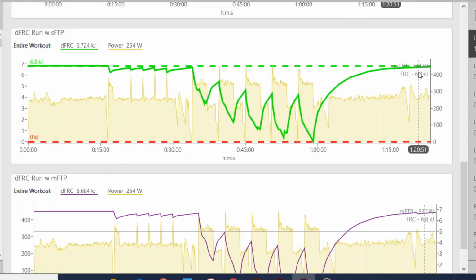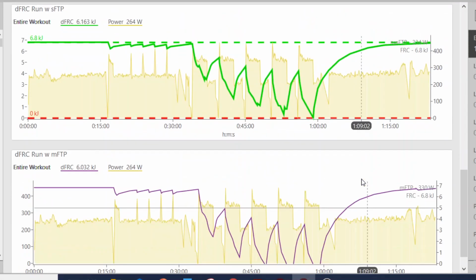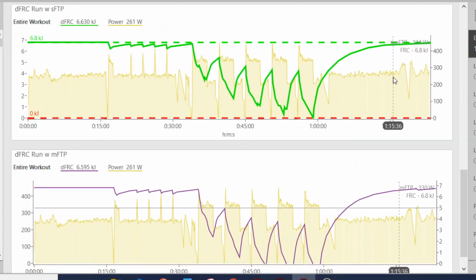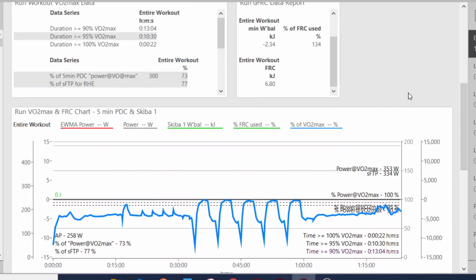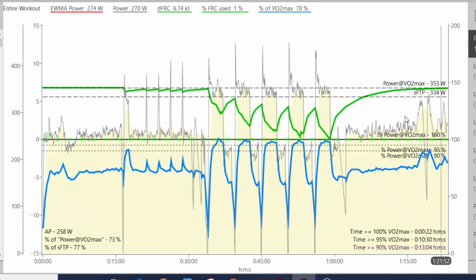Ideally, for both of those numbers to be right, you want to have a fully optimized power duration curve. So again, that's a little side note, a little tangent on how I construct this dynamic FRC model. And let's go back and look at it again.